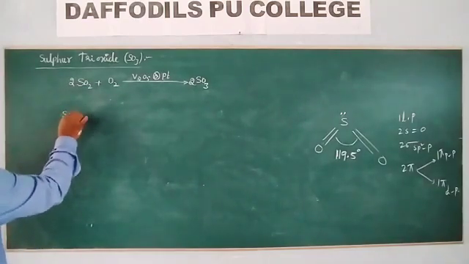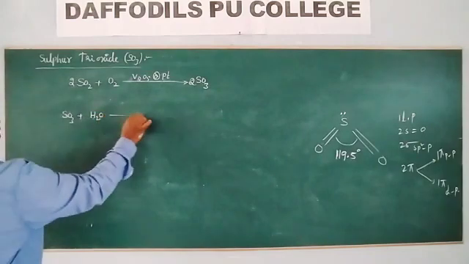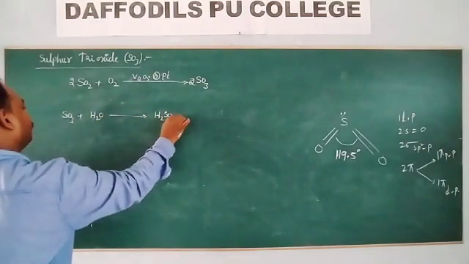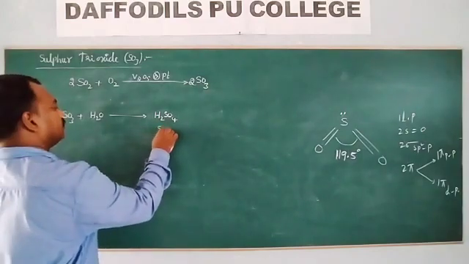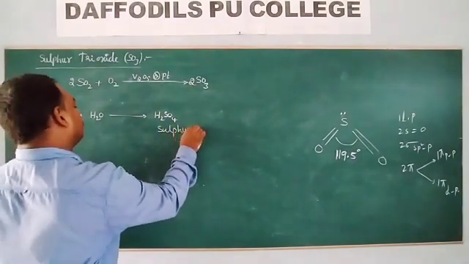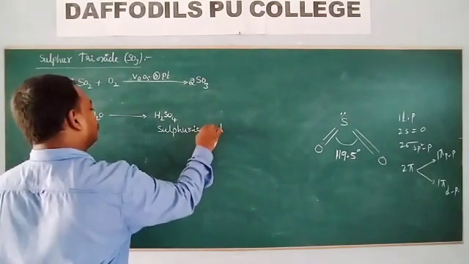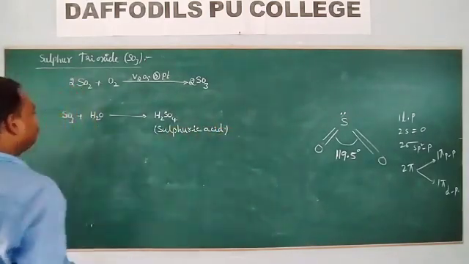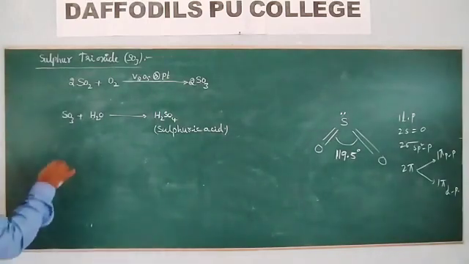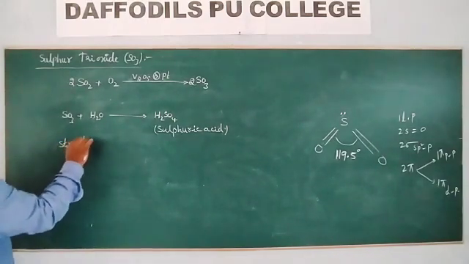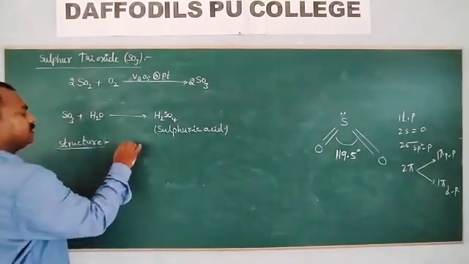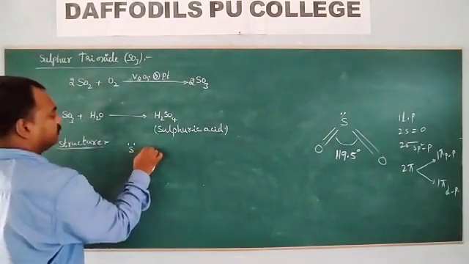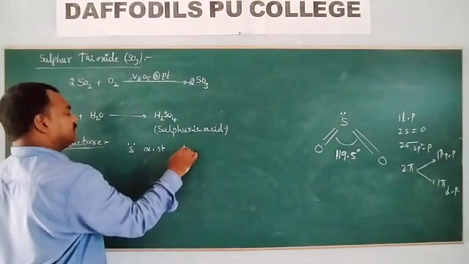When sulfur trioxide gas passes through water, you will get H2SO4, sulfuric acid. Structure of sulfur trioxide. What is the sulfur oxidation state in sulfur trioxide? It is +6.